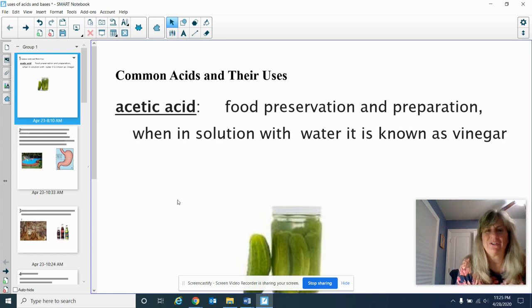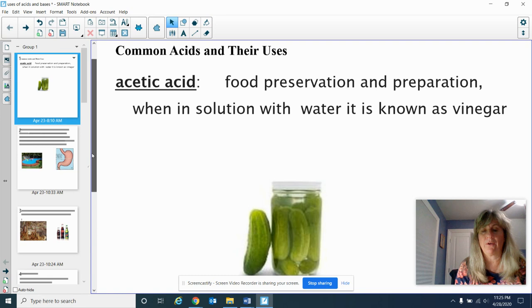So today I want to just show you some different acids, common acids that you would have had contact with, a lot of these, and bases, and then talking about how we can calculate the pH of strong acids and bases. Okay, so first of all, acetic acid is what is in vinegar.